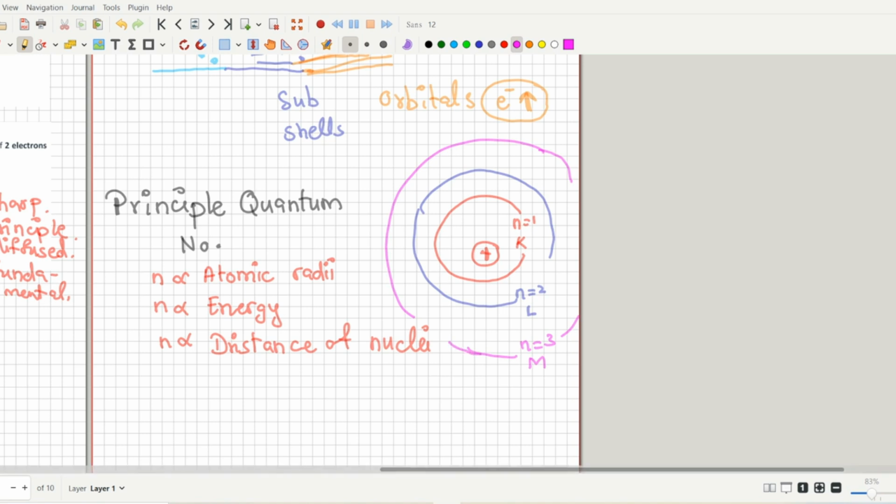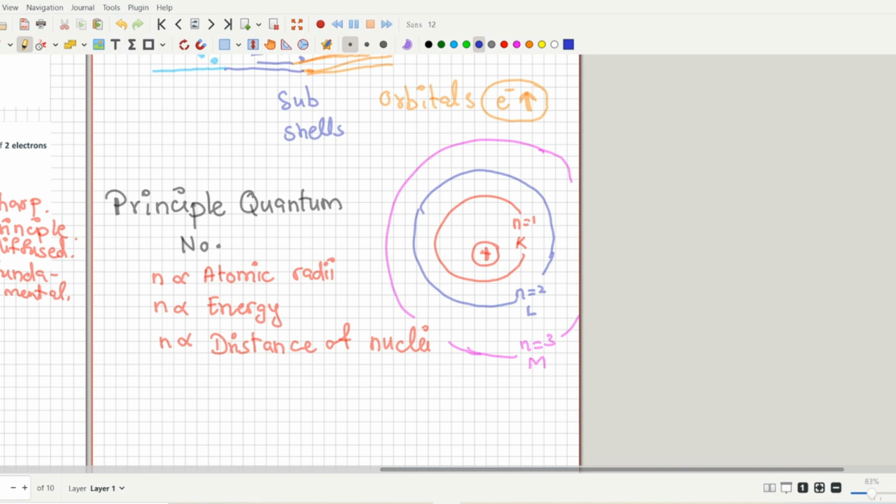As you can see, as the number of n is increasing, the electron is getting further and further away from the nucleus. So as the n shell is increasing, the atomic radius is also increasing. As the number of n is increasing, the distance from the nucleus is also increasing. And what about the energy?